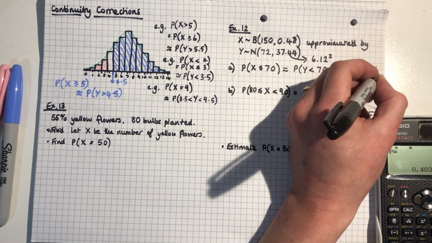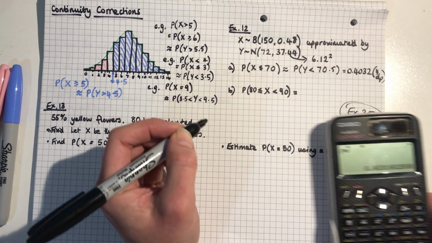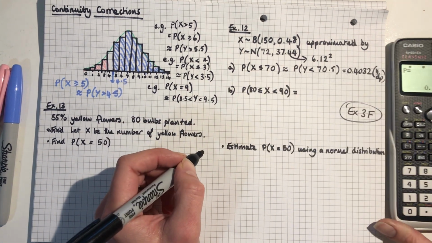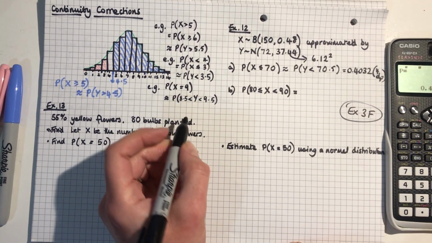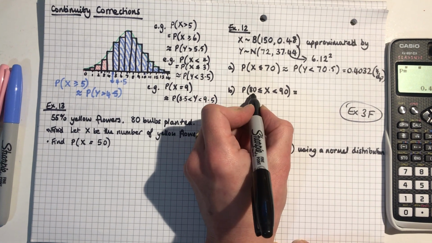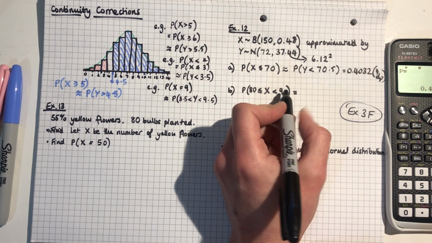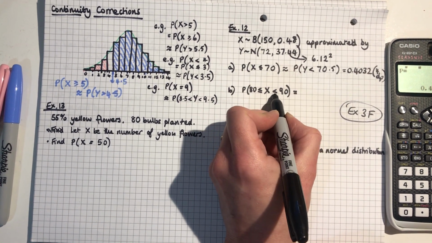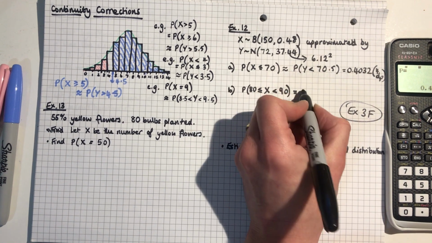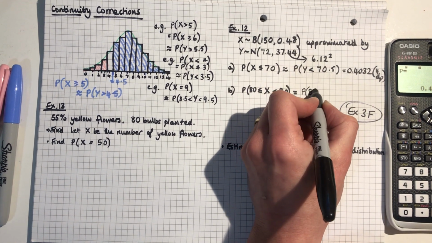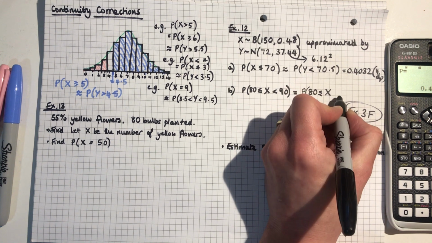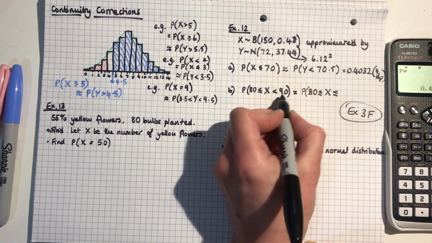to 4 decimal places. Next, we have got to work out the probability, or approximate, sorry, the probability that x is between 80 inclusive and 90 exclusive. We're going to rewrite this first so that this inequality is inclusive. So that's the probability that x is between 80 and 89.